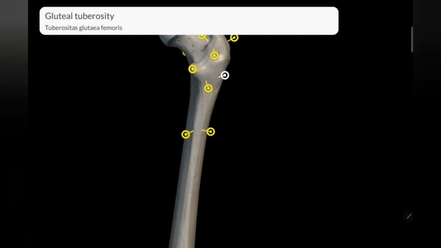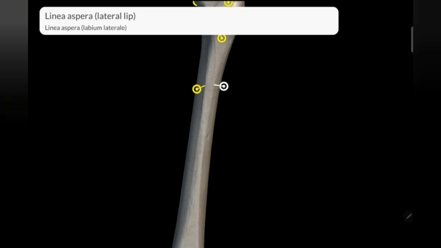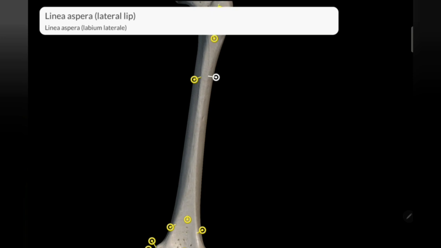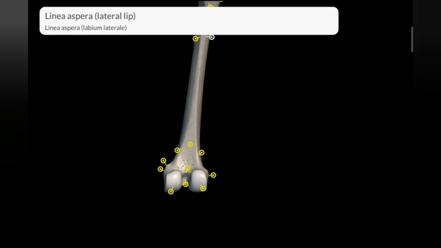Now one thing more, on the posterior side we have this linea aspera. This is the lateral side and this will be the medial side. Here also this is linea aspera. Many muscle attachments are present on the linea aspera. Now if we are coming towards the downside, we will be discussing first the anterior side.